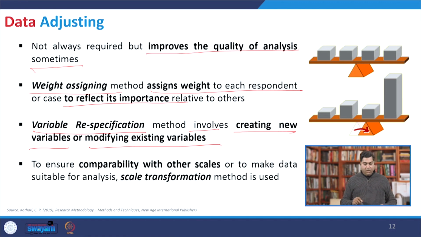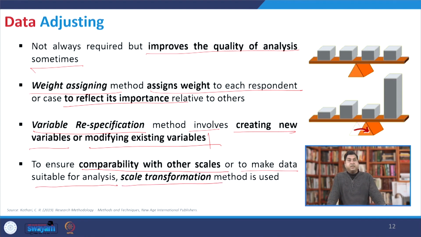Or else you can modify the data to a certain scale. Probably you have collected it in one form and now you want it in another form, so you can transform it. To ensure comparability with another scale or to make the data suitable for the analysis, this scale transformation method is very useful and is widely used. With the data, you can go for some sort of normalization, or transform it to a min-max transformation, where you convert raw values to a scaled value for your analysis purpose.